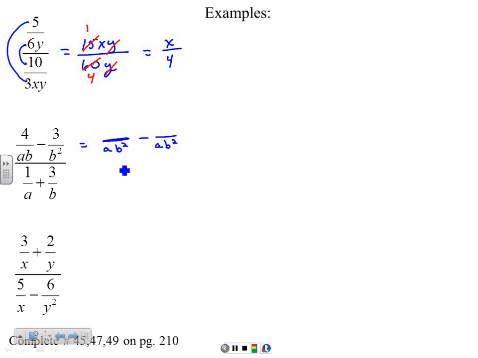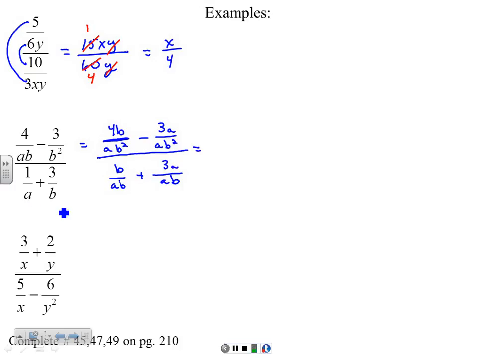So for this fraction, that new numerator, I need another b, so that's going to be 4b. And here I need an a, so that's going to be 3a. Alright, for the bottom, the common denominator is going to be ab. So this fraction here needs b, so 1 times b is b. And then the second fraction needs a, so 3 times a is 3a.